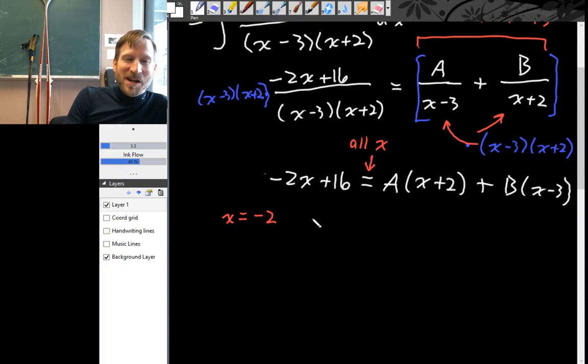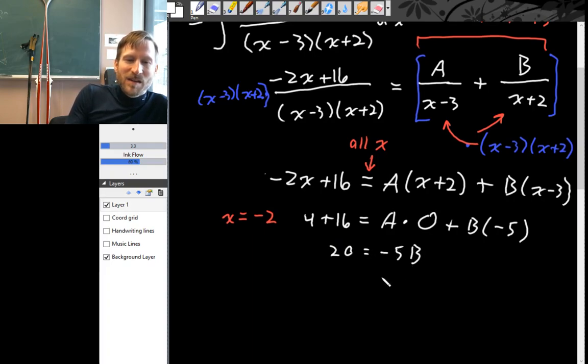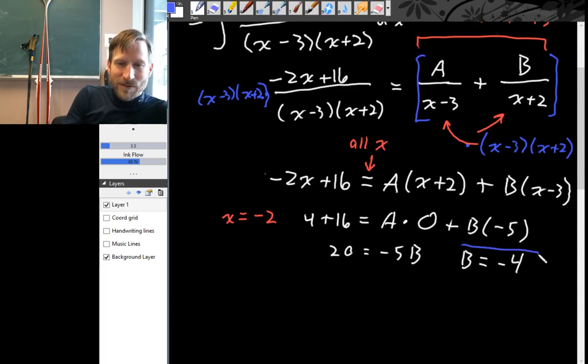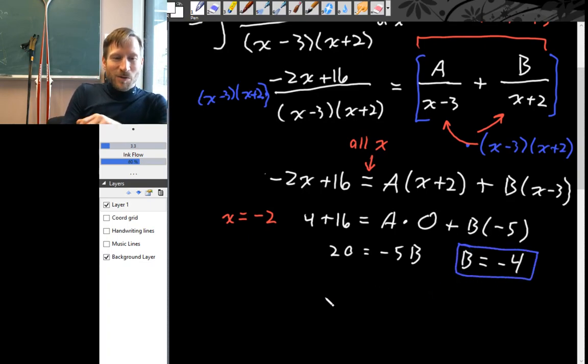We get minus 2 times minus 2 is plus 4, plus 16, equals A times 0, excellent, plus B times negative 5. So 20 equals negative 5B. So B looks like negative 4. Excellent, so there's one of them. We know B.